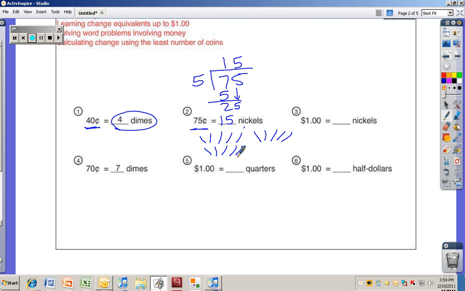$1, how many nickels are in a dollar? A lot of kids have that memorized. There are 20 nickels in a dollar. 70 cents, already given to you, is 7 dimes. How many quarters are there in a dollar? Hopefully you already know that. How many half dollars are there in a dollar? That would be 2, because each half dollar is worth 50 cents.